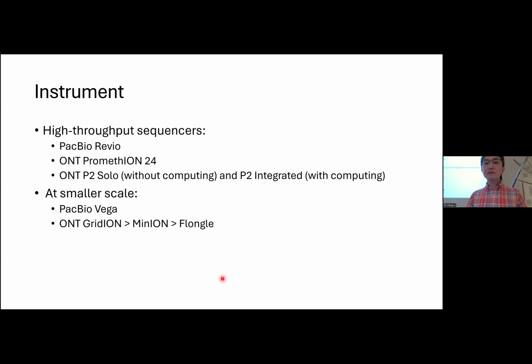There are different instruments doing this sequencing. I will focus on the high-throughput sequencers. By high throughput, I typically mean you can get one human genome sequenced to 30x coverage in one run.